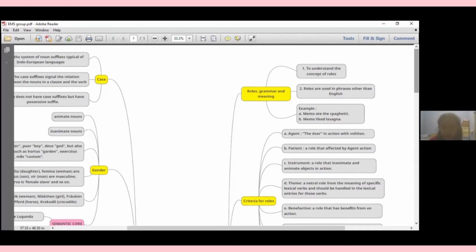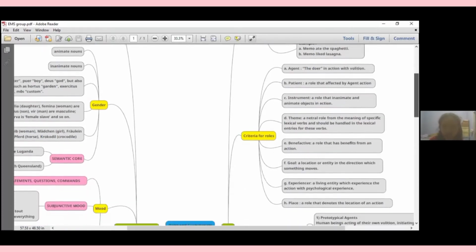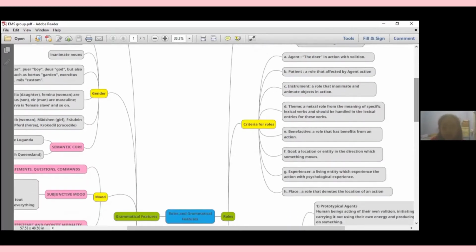Okay, let's move to the criteria for roles. There are several of them. The first thing is agents, the doer in action with volition. Okay, let's have some examples. Ayala went to the ball. So Ayala is the doer. Lois broke the cup. So Lois is the doer.